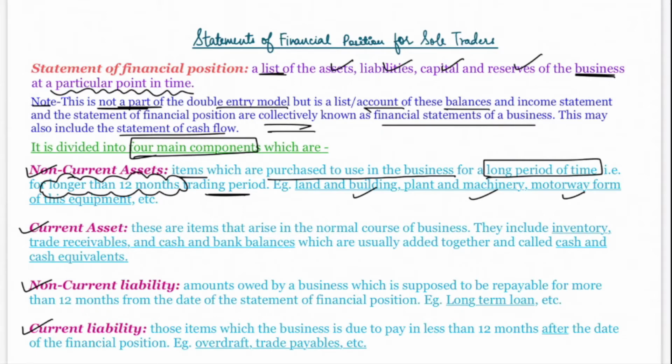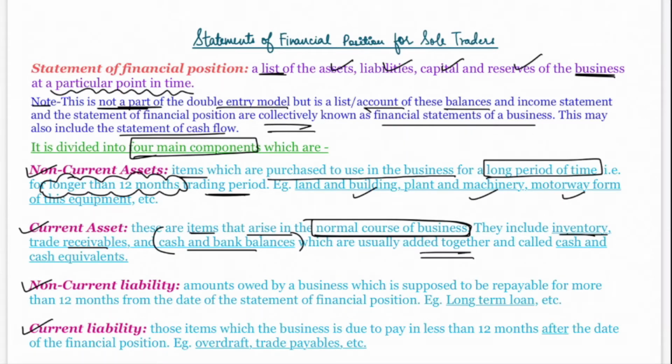Okay. Next, current assets. These are the items that arise in the normal course of business, and they include inventory, trade receivables, and the cash and bank balances are usually added together and are called cash and cash equivalent.